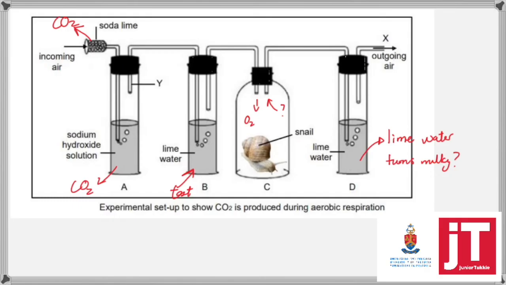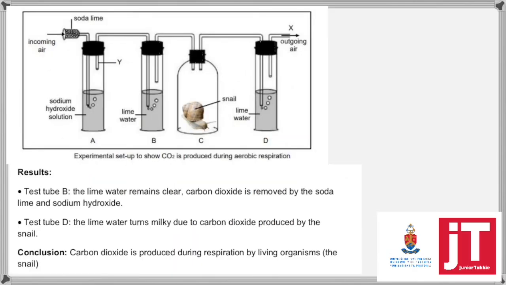What you could maybe do is, on a piece of paper, jot down a few points that you maybe don't agree with in this investigation, and then try and redesign the experiment to make sure that the validity of the experiment is improved upon. If we look at the results here, test tube B, the lime water remains clear because carbon dioxide is removed by both the soda lime and sodium hydroxide at the onset of this experiment. Test tube D, lime water will turn milky because carbon dioxide is produced by the snail through aerobic respiration.